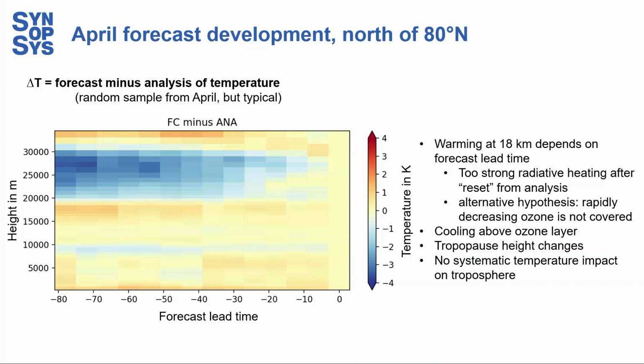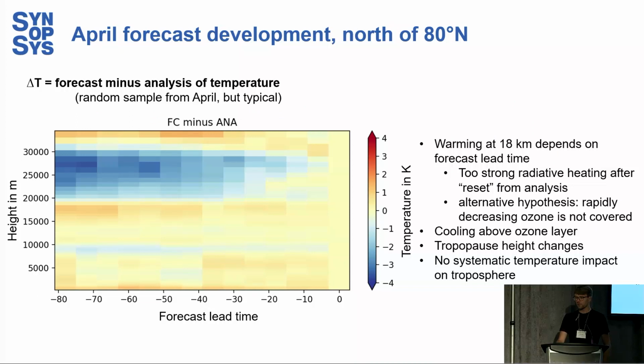But if we look in more detail into this problem, the forecast minus the analysis in height versus the forecast lead time, for time step 0, the differences are 0 because it's the analysis minus the analysis. We see that in this 18-kilometer layer, the warm anomaly is really increasing over time, so that fits to this radiative heating hypothesis. We also see a cooling above and some changes in the tropopause height, but there's no clear impact on the troposphere.